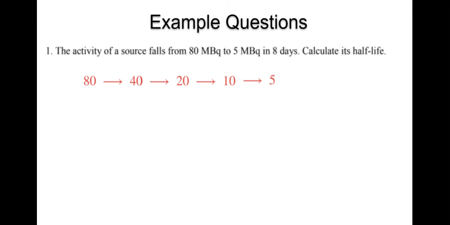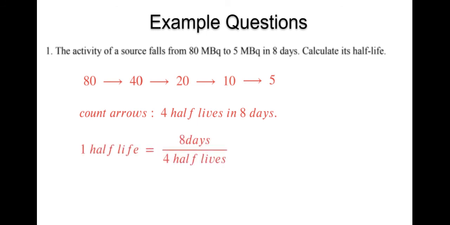So, it got from 80 to 5 in 8 days. Therefore, 4 half-lives occurred in 8 days. So, one half-life will have occurred in 8 days divided by 4 half-lives, which is 2 days. So the half-life of this source must have been 2 days.